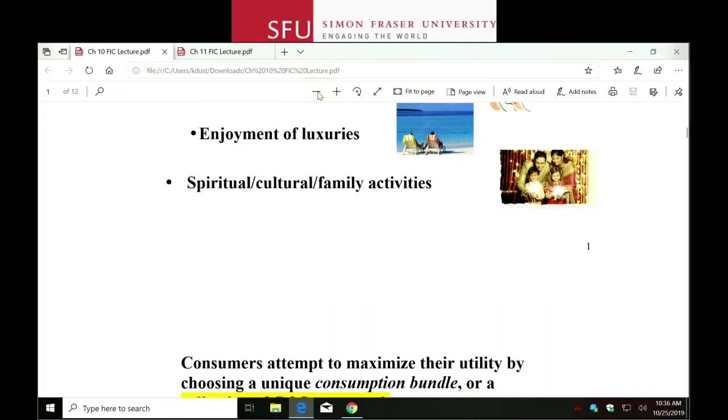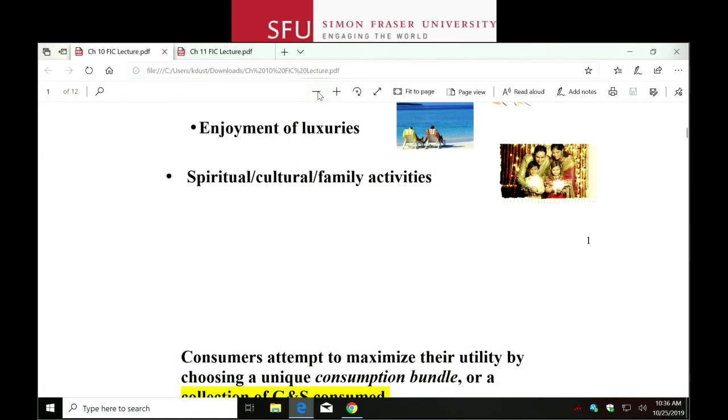And in order to get as much utility as possible, we have to make lots of choices every day about what to buy. And what we buy is called a consumption bundle, which of course is different for all of us because all of us have different things that we like and different amounts of money. But the consumption bundle for a consumer is just the collection of things that they buy for themselves.